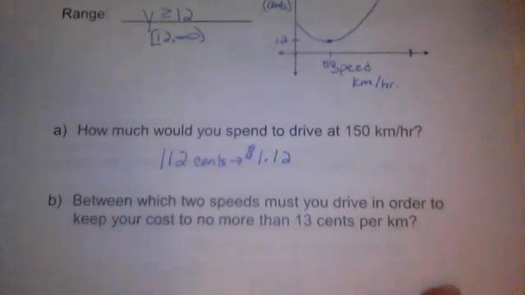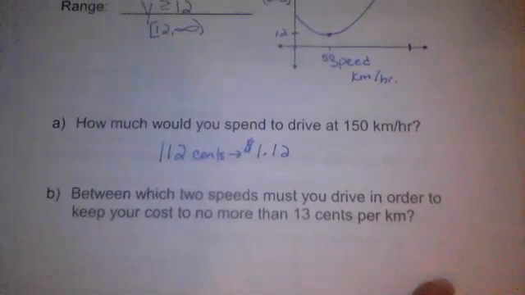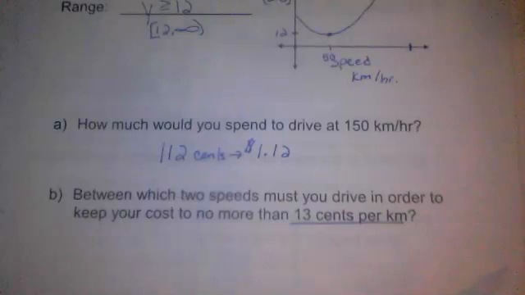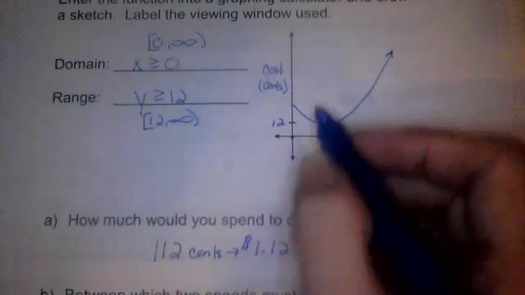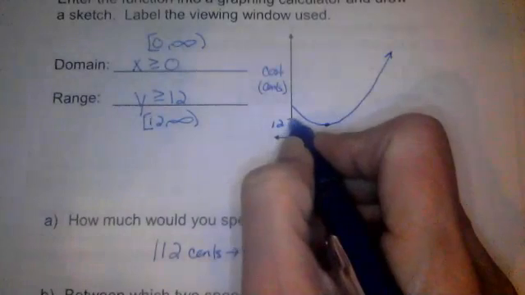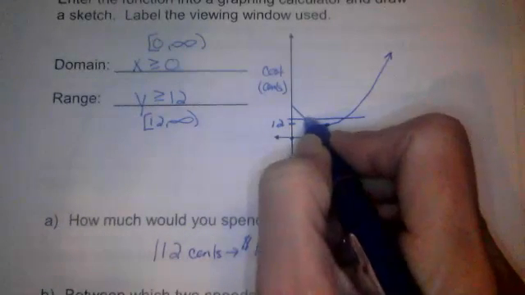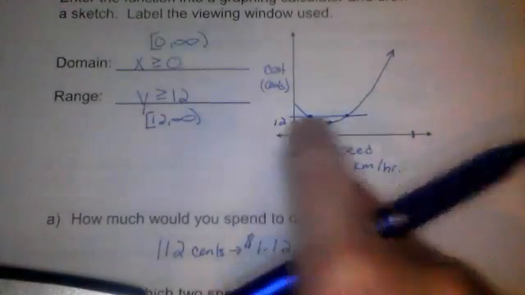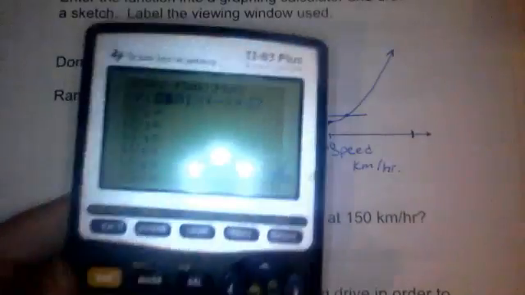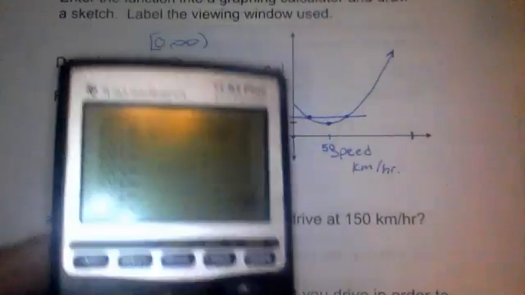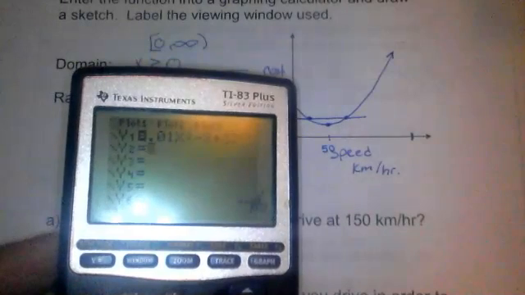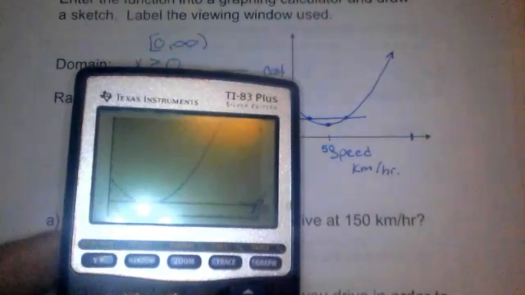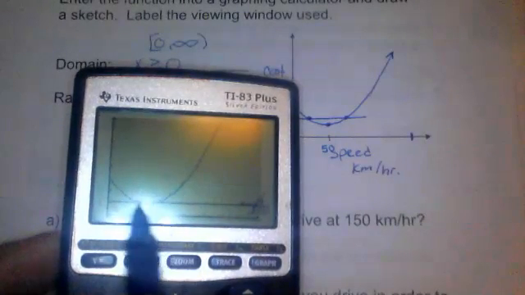And then it says, between which two speeds must you drive in order to keep your costs at no more than 13 cents per kilometer? Well, 13 cents is a little bit above our bottom point here. So 13 cents should give us a couple of intersections. And so to put 13 cents in, which is a y value, we're going to have to go to the y equations, and we're just going to put y equals 13. There's our line, and we have our two intersection points here.